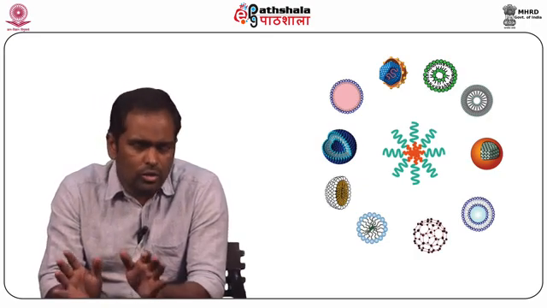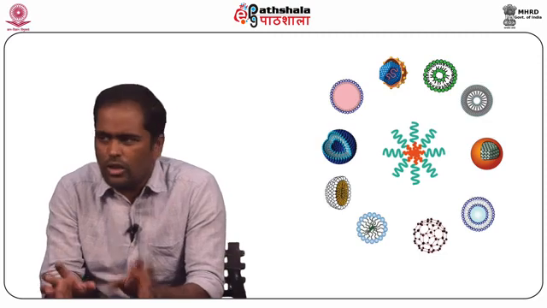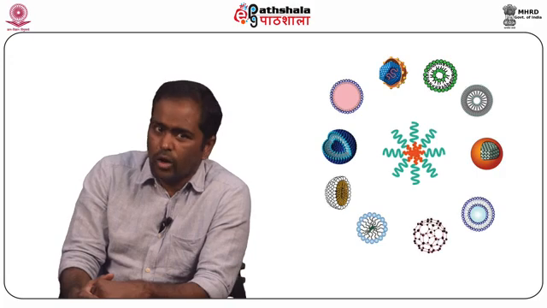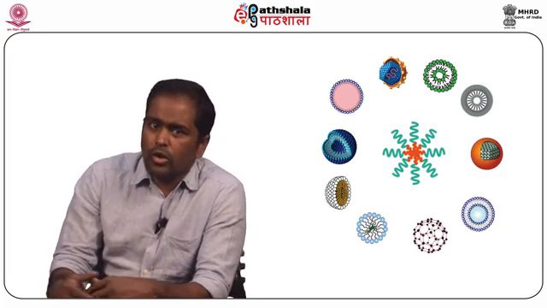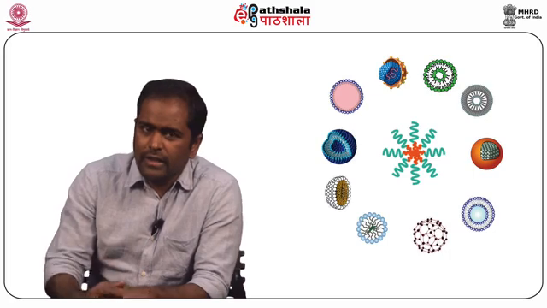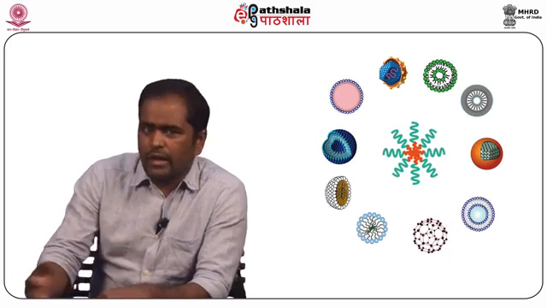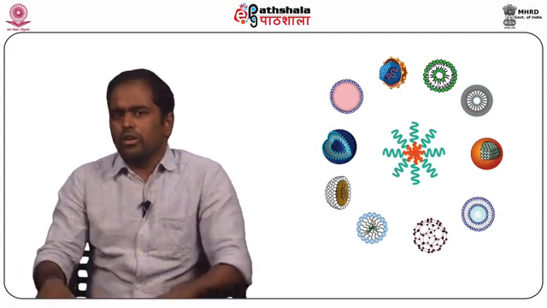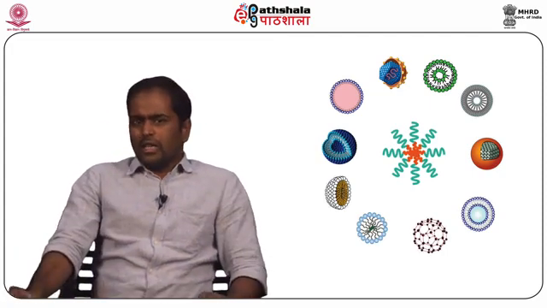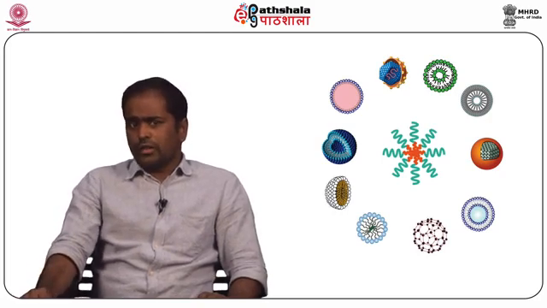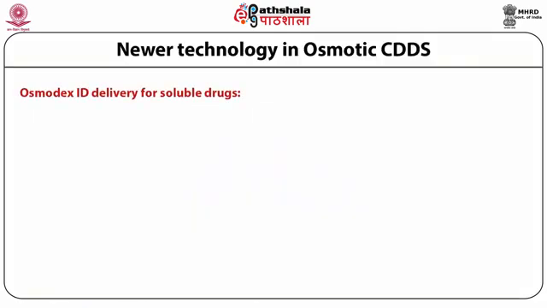Nifedipine is well known. You already know that this is a drug used in cardiovascular disorders, and it is an example of a calcium channel blocker. So it is a prolonged acting or controlled release calcium channel blocker formulation, and it is used in diseases like arrhythmia, and it is also used in case of essential hypertension. Now about Osmodex ID delivery for soluble drugs.